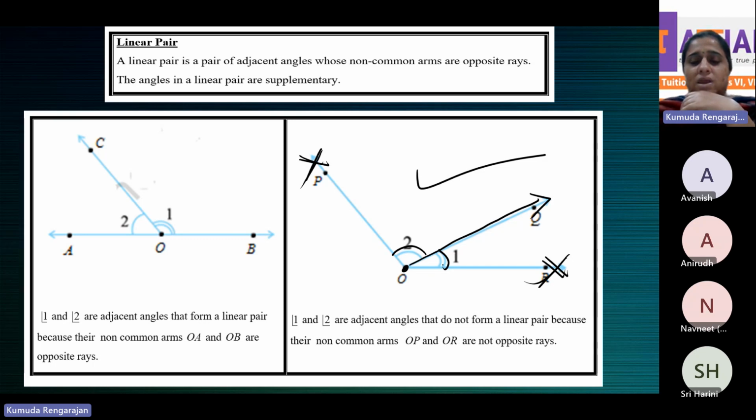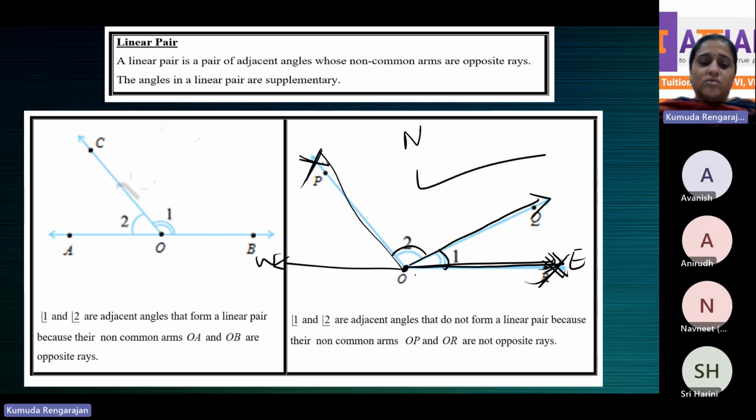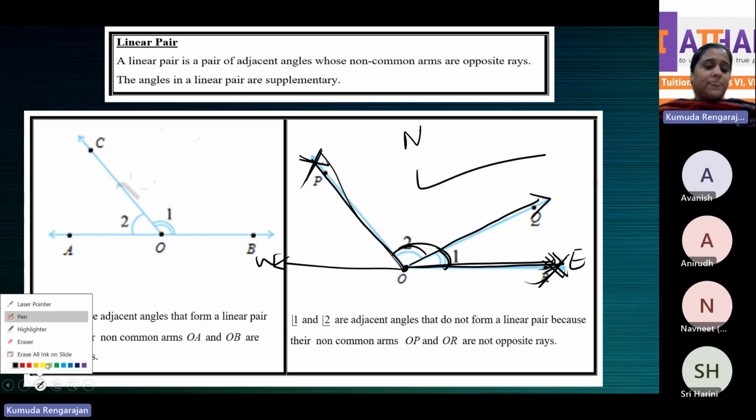Now, look at the non-common arms. If OR is going east, OP should go west. But see where it is going. It's going northwest. This is north and this is west. It's going between north and west. So they're not going in opposite directions. So here angle 1 and angle 2 are adjacent angles, but they don't form a linear pair.